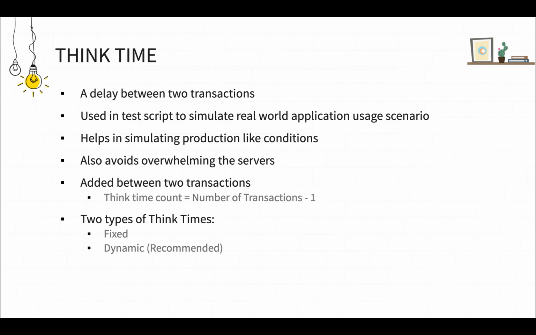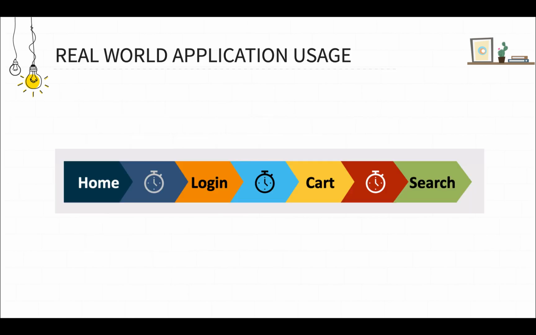There are two types of think times: the fixed think time and the dynamic think time. With a fixed think time, the delay is always constant between two transactions. Between homepage and login there will always be, let's say, 5 seconds of delay. Between login and cart there will also be 5 seconds, and between cart and search also 5 seconds.